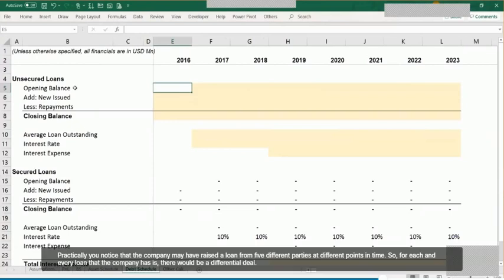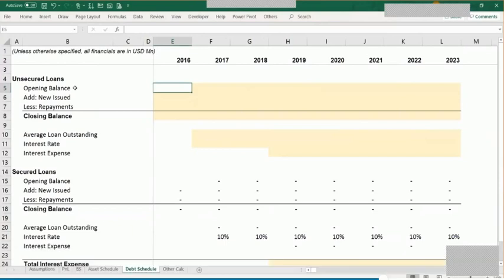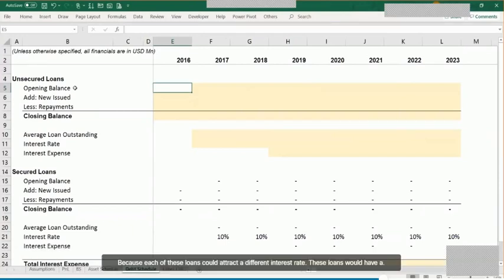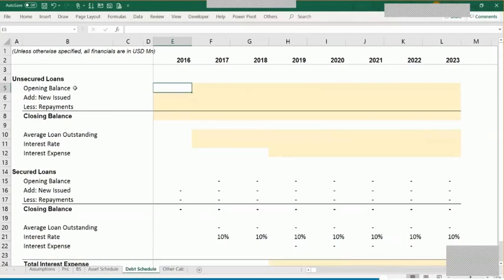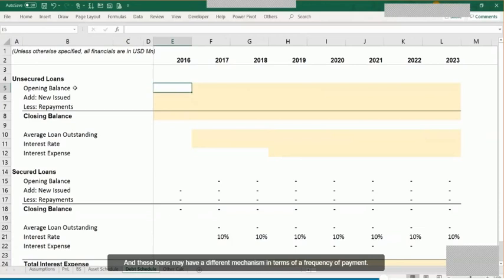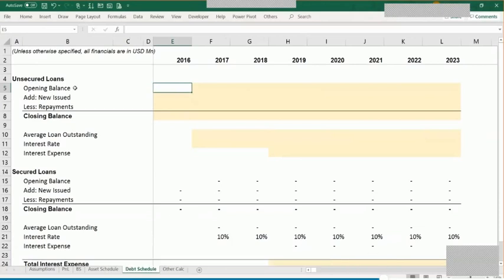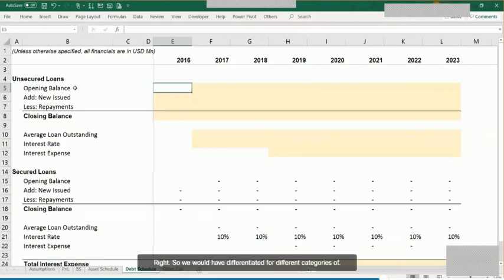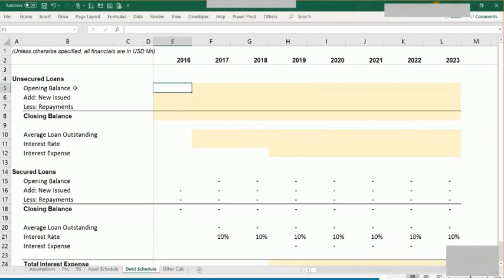Practically, a company may have raised loans from 5 different parties at different points in time, so for each and every loan that the company has raised, there would be a different schedule created. Because each of these loans could attract a different interest rate, could have a different repayment structure, and may have a different mechanism in terms of frequency of payment as well, right? So we would have different schedules for different categories of loan that the company has taken. So let's work upon unsecured loan.